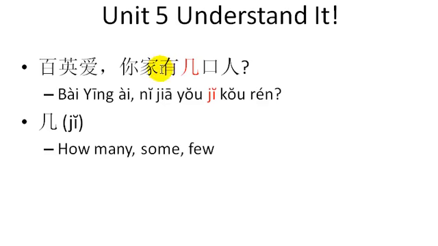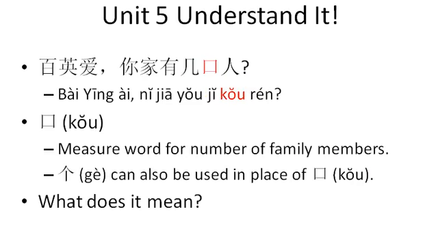So, I'm pretty sure you figured out the meaning of this sentence already. What's this kou doing here? Kou is a measure word. It's like ge. It has to come between a number and a noun. And in this case, we have 几. 几 isn't a number, but it's how many. So this kou, or any measure word, has to come in between this 几 and the noun.